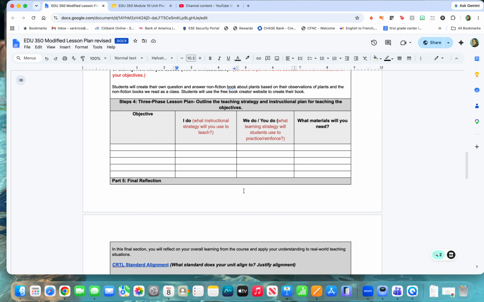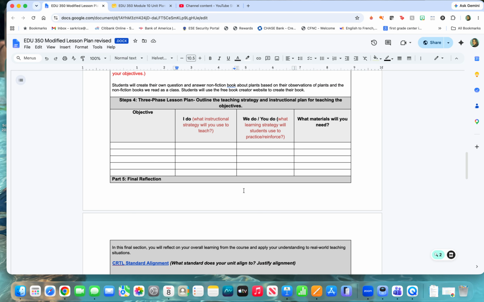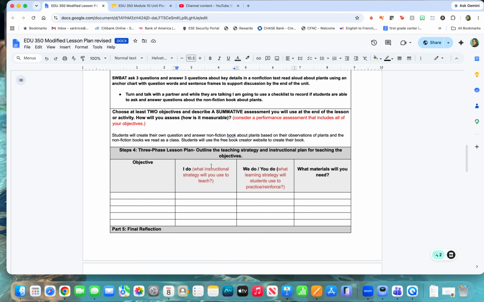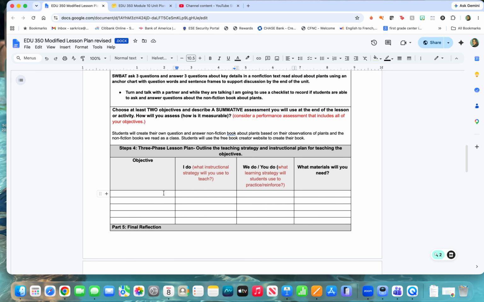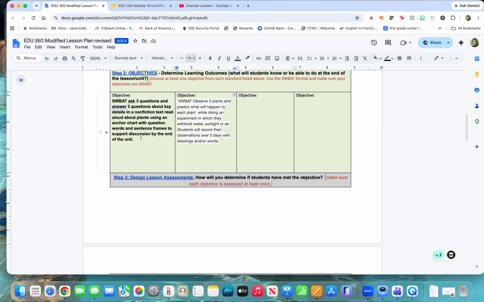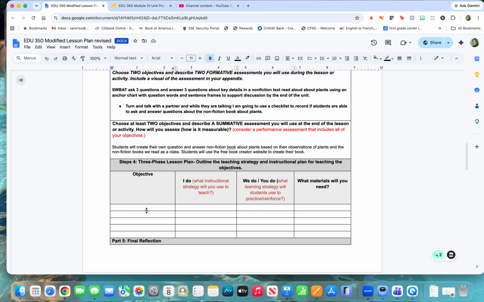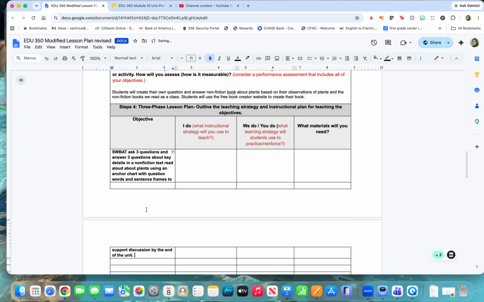So now we're going to talk about step 4, which is your lesson plan, having a plan for each objective. For the first objective, I'm going to take this objective again, and then I'm going to paste my objective here.